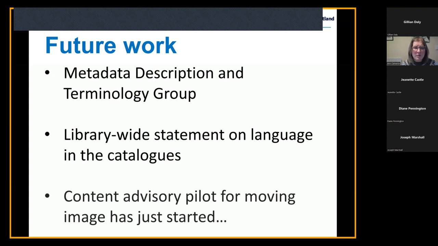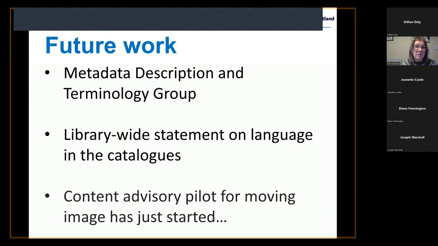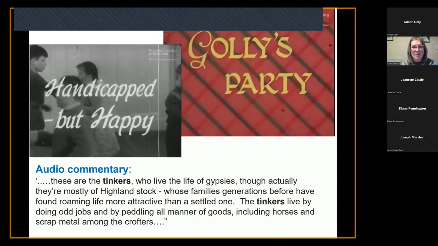I think that it gives the staff confidence, the staff that are dealing with the public and so on, just to know that we do have some things that haven't been looked at, and we just don't have the resource at the moment to look at, but we do acknowledge that there are some issues with the catalogues. We're also undertaking a content advisory pilot for moving image, which, as I said before, I'll touch on in the last few minutes.